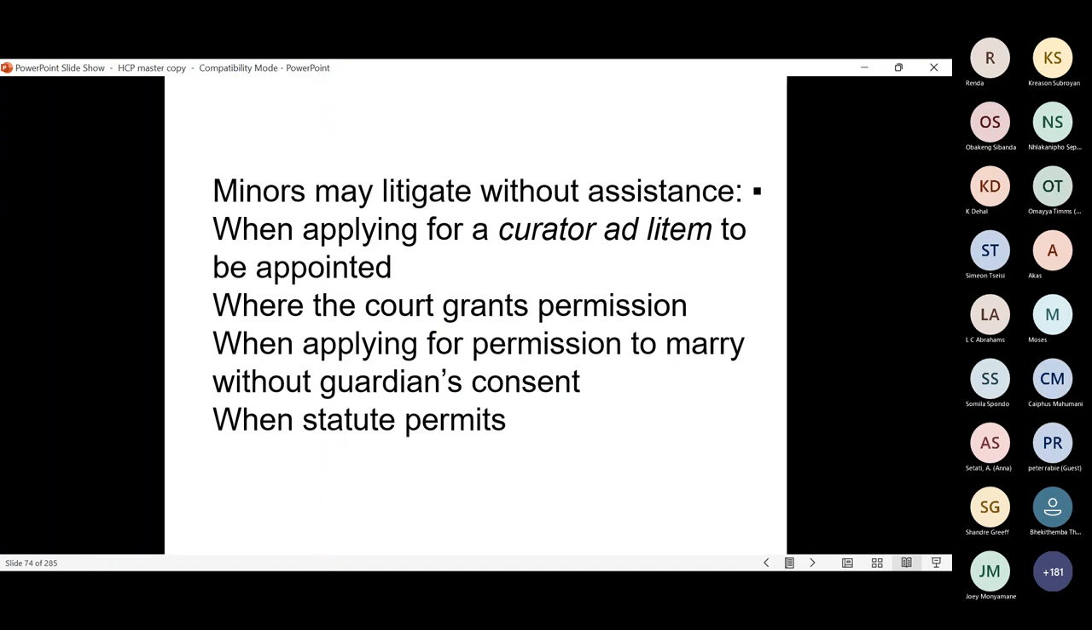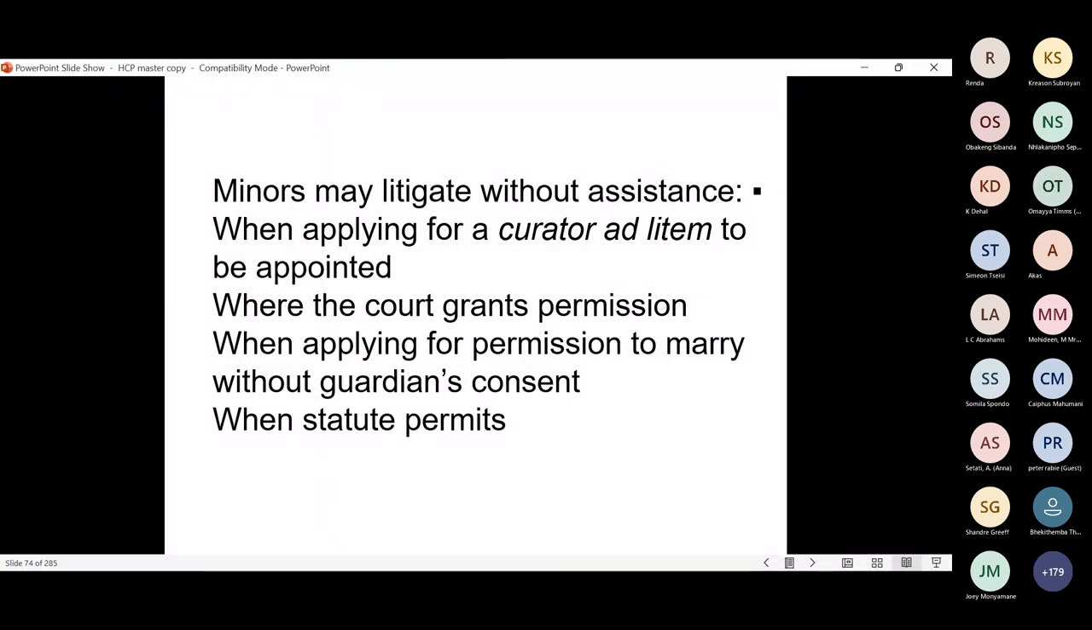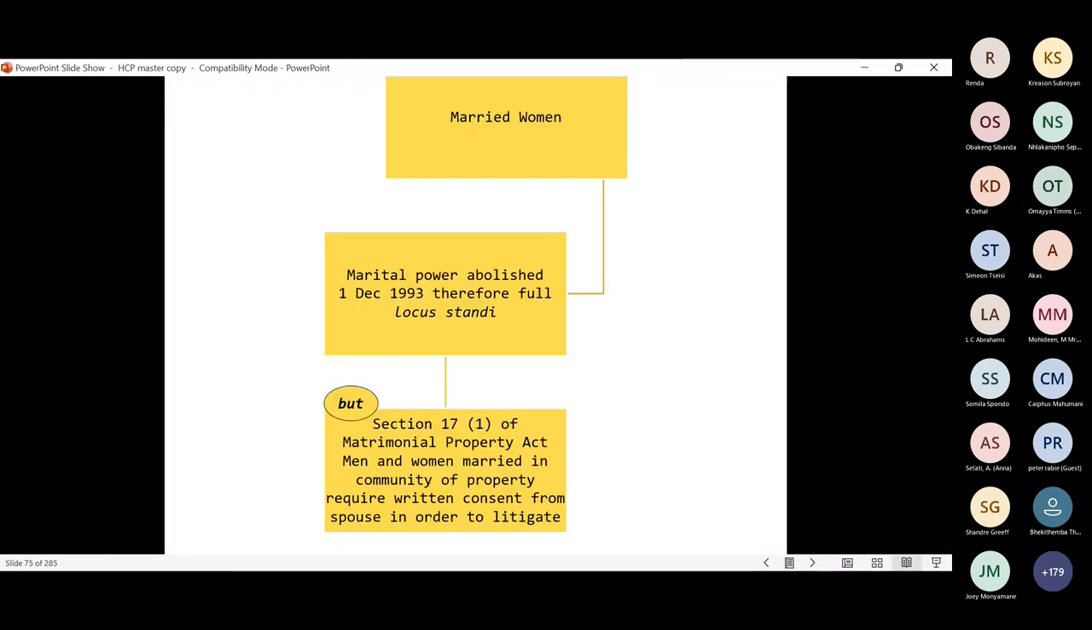Okay, so you need to know this if you are consulting. That is why we are doing this. Remember, we are still in our consultation and we now need to find these things out. Right. Married women now, married women.